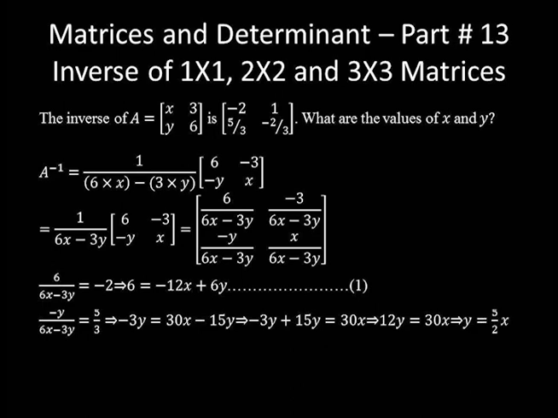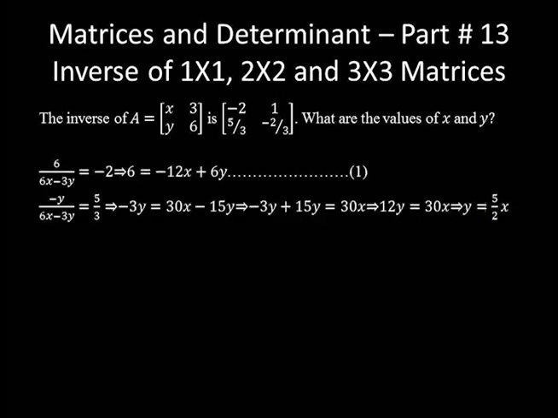That's our second equation. We can substitute 5 over 2 x in place of y in our first equation and solve for x. That is 6 equal to negative 12x plus 6 times y, which is 5 over 2 times x.